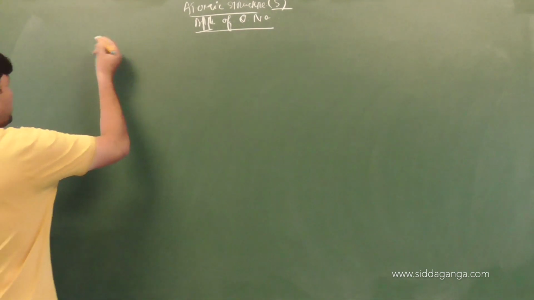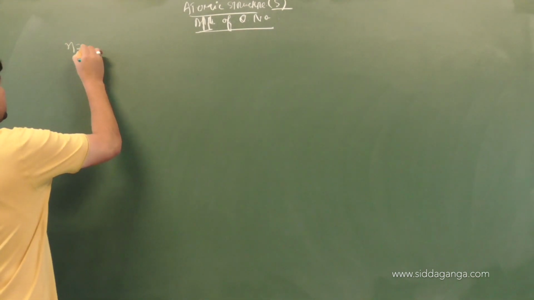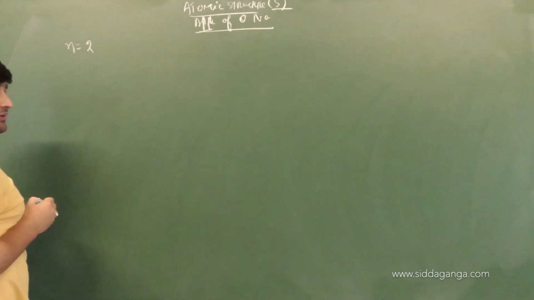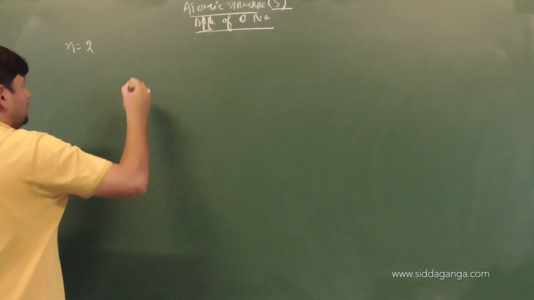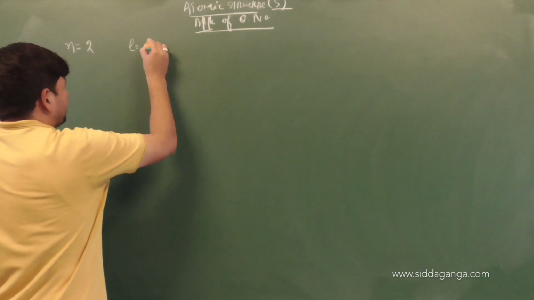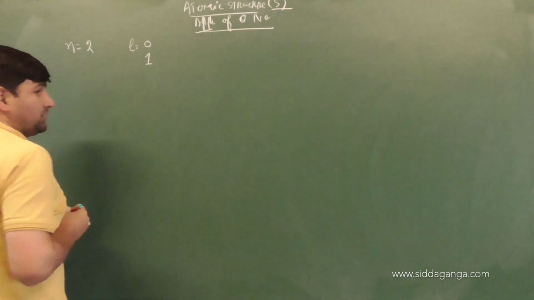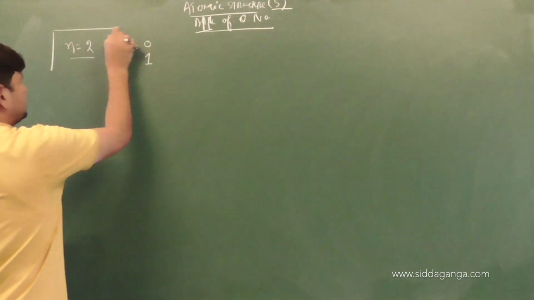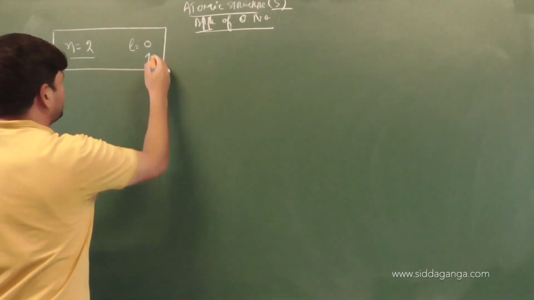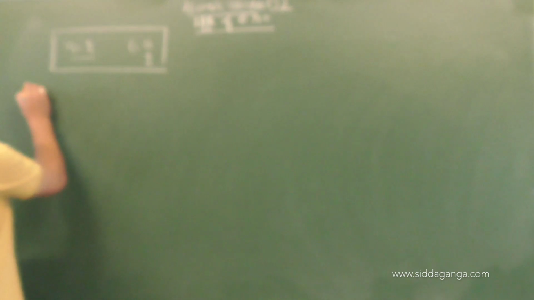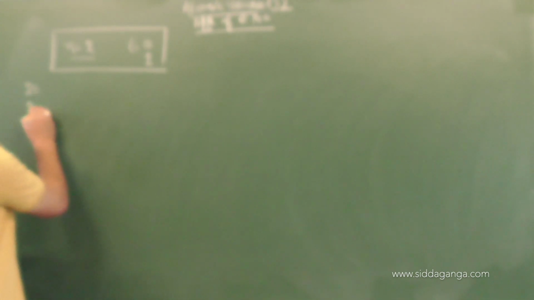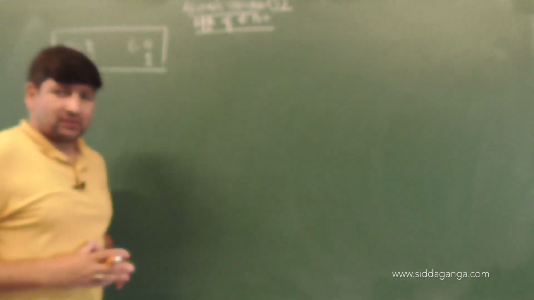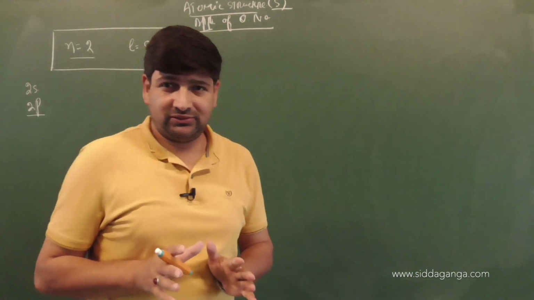Suppose the principal quantum number is 2, then the values of azimuthal quantum number are 0 and 1. So with principal quantum number 2, the number of subshells available to you are 2, that is s and p. So we write electronic configuration for this as 2s and 2p. So this set of quantum numbers is available to us.